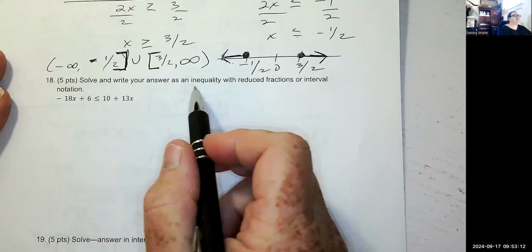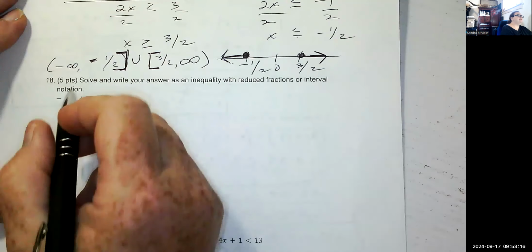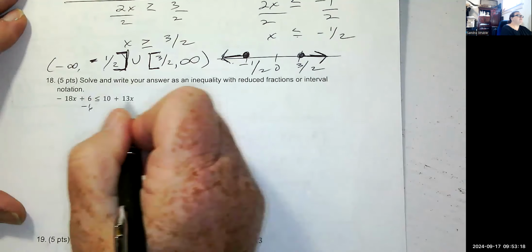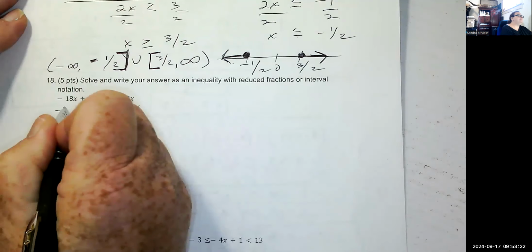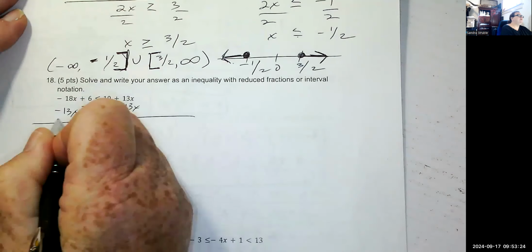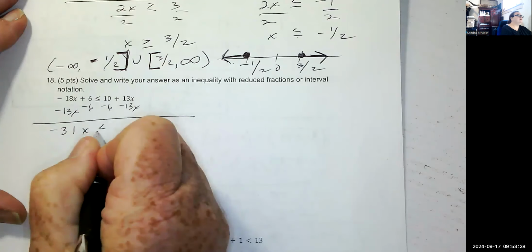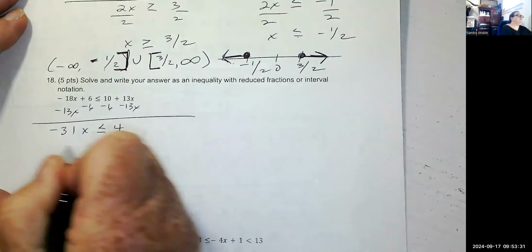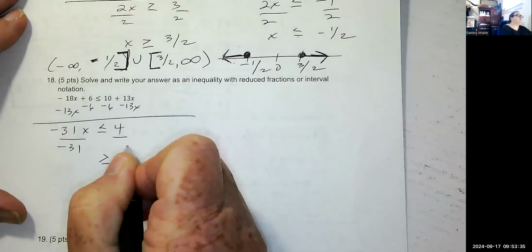Solve and write your answers in inequality with reduced fractions or interval notation. So we're going to solve for x. I'm going to subtract 6 from both sides and -13. X I'm going to bring to the other side. 8, 9, 10, 11, so 31. And minus 6 is 4. Divide both sides by negative. When I do that, the inequality flips.